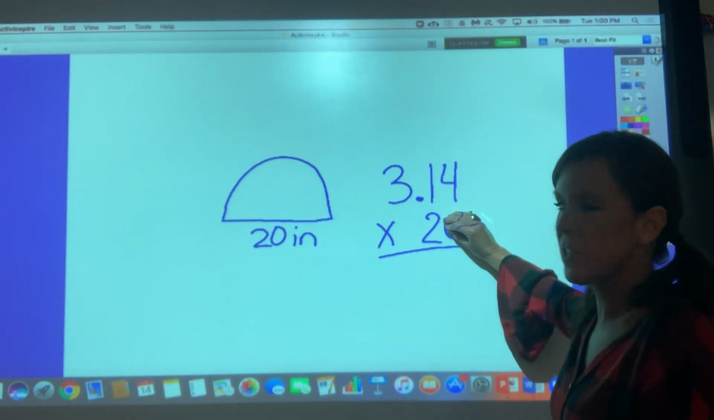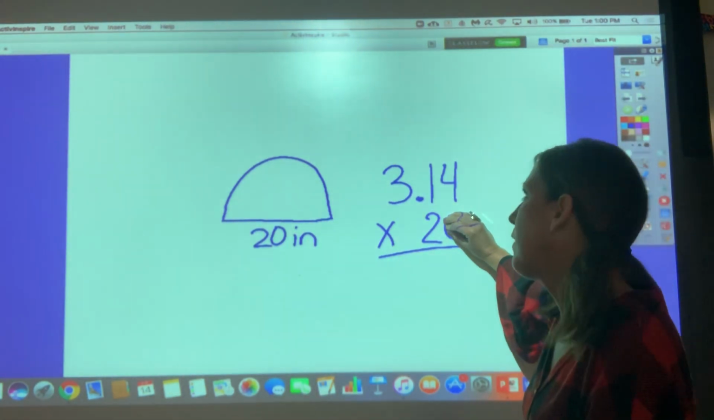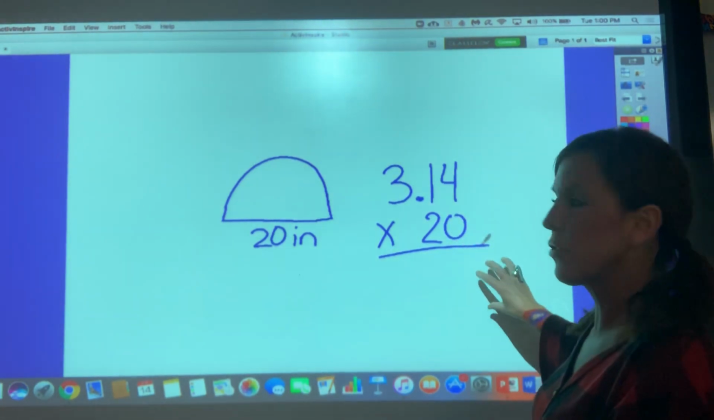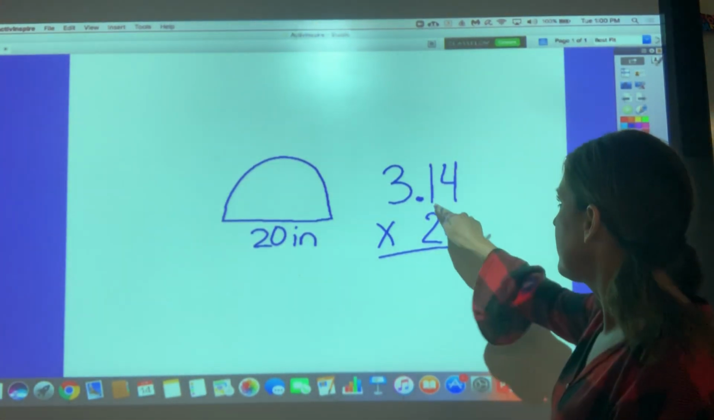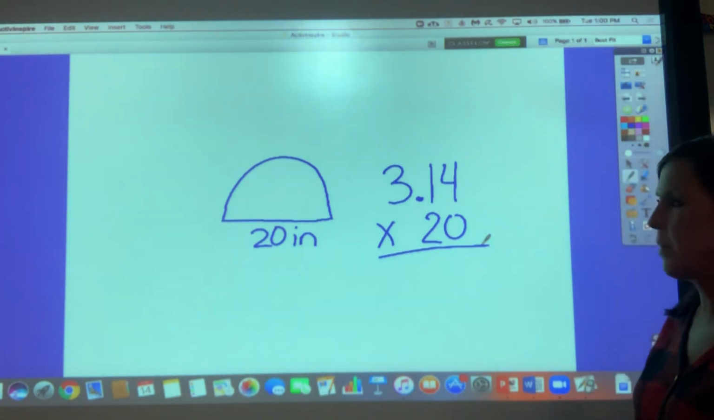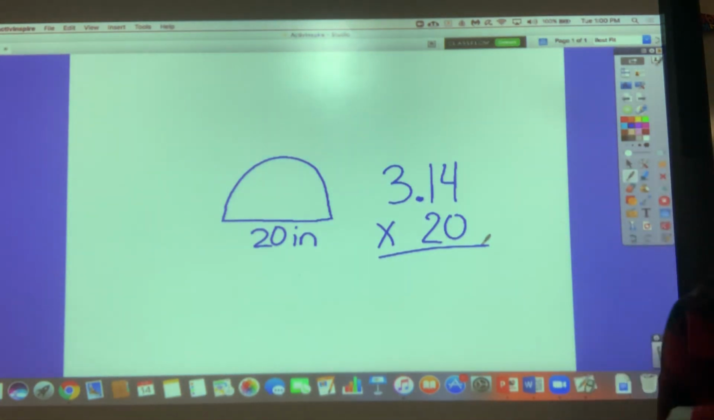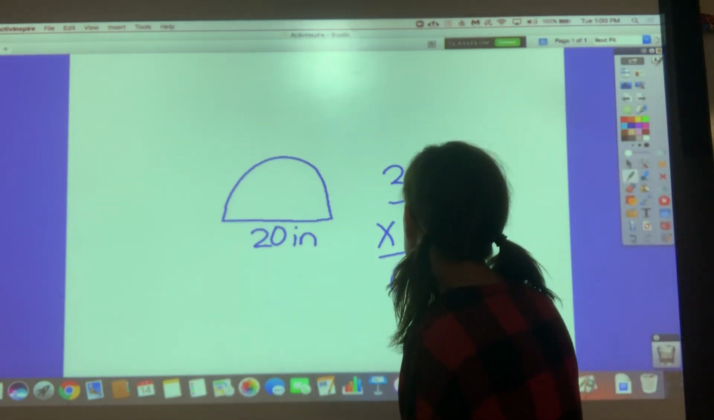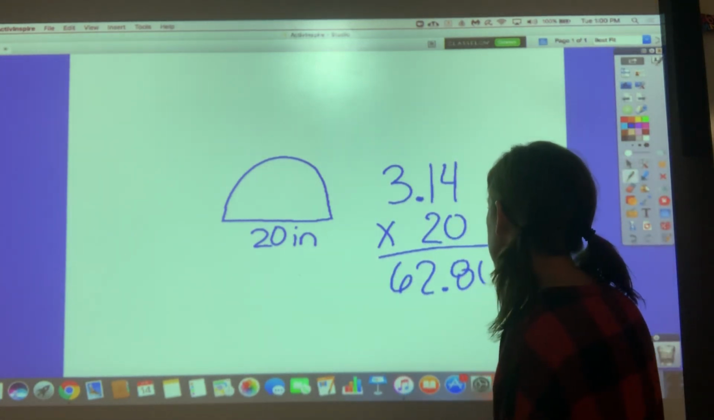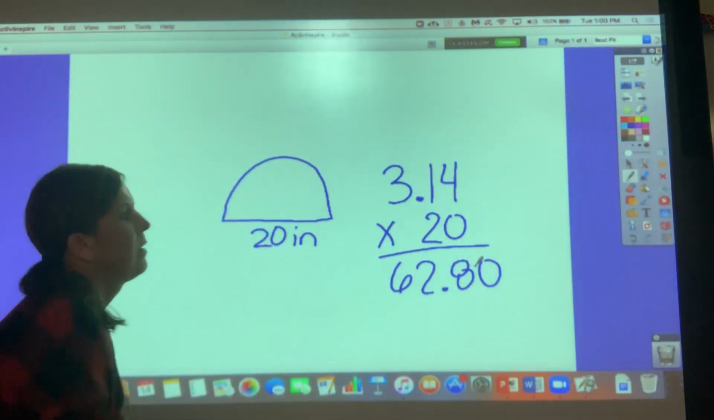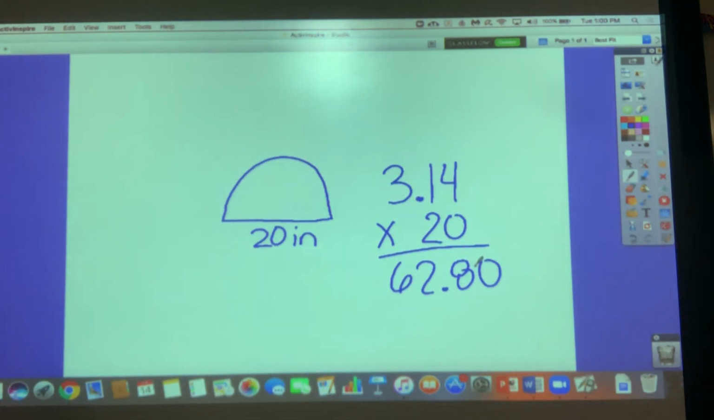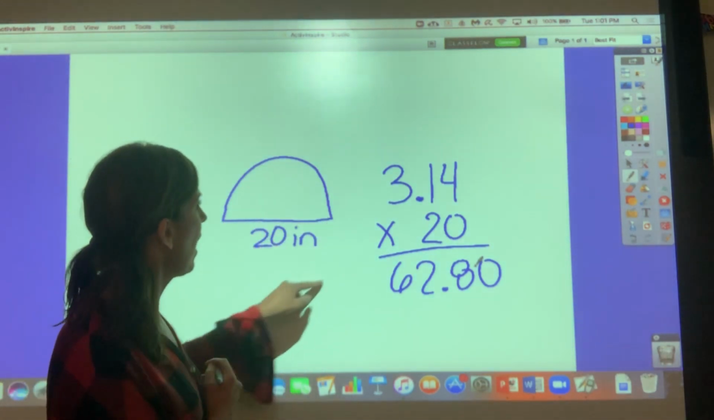So really all you're doing is 314 times 2, and add your 0 to the end of your answer. Then you still need 2 places behind the decimal because the problem has 2 places behind the decimal. So 314 times 2, add a 0 to the end, and then you need 2 places behind the decimal in your answer. Okay, hopefully you got 62.80 or 62.8.